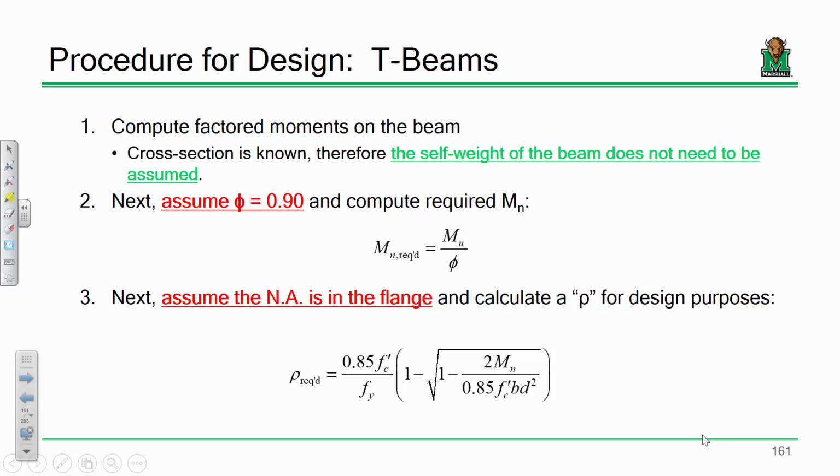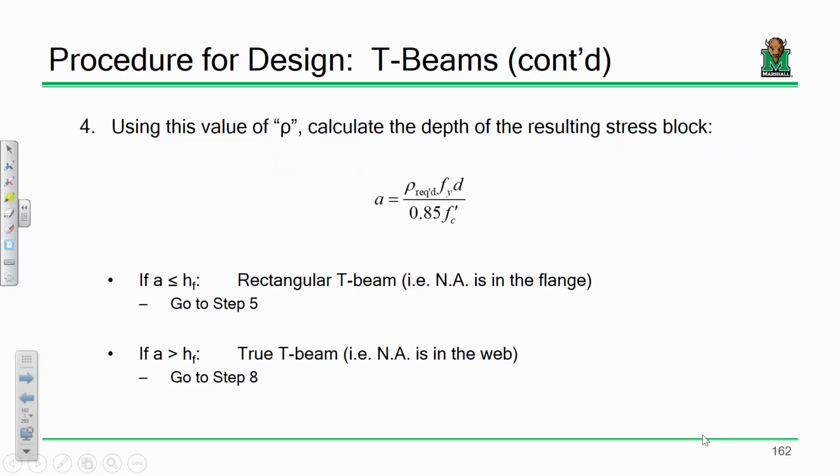So this is how T-beam design is going to work. We're going to compute the factored moments on the beam just like we had before. We don't need to assume the beam self-weight because we've got that. We assume a phi value of 0.9. We're going to have to check that later. And we're going to assume that the neutral axis is in the flange. So at the very beginning of a T-beam problem, we're always going to assume that the T-beam is rectangular. We're going to calculate the rho value, and then we're going to take that rho value and sort of back calculate a.